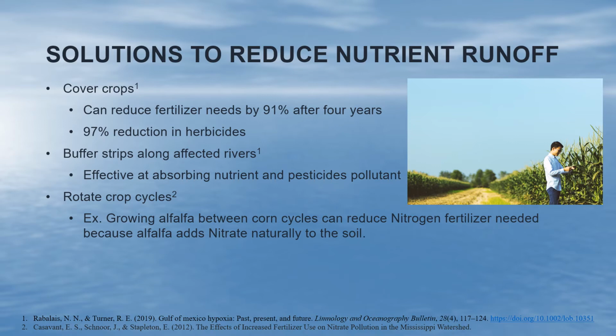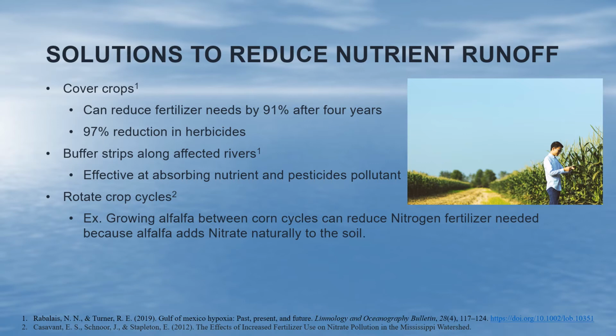And these are generally deep-rooted plants, so they also stabilize the soil along riverbanks, which then reduces erosion, which is a very big contributing factor to nutrient loads as well when you have large quantities of soil being added into the river system. So lastly, another solution would be to have rotating crop cycles.